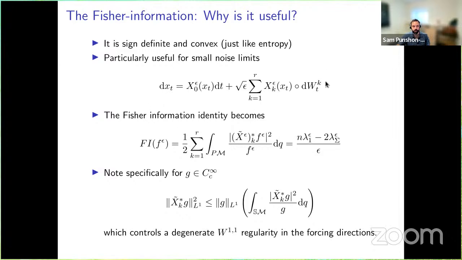Then the Fisher information identity I wrote before, I can rescale it. And because there should be now an epsilon in front of all these vector fields, I pull the epsilon out and I divide by this. Okay, and so now I have the Fisher information is equal to these things divided by epsilon. And what this allows us to do is that we can say, well, suppose that lambda 1 over epsilon is bounded. Suppose it doesn't go to infinity. Then as long as we can control lambda sigma, we more or less have a uniform bound on the Fisher information. And since the Fisher information controls some level of regularity, these are derivatives of F, then we can start to actually use some regularity theory.